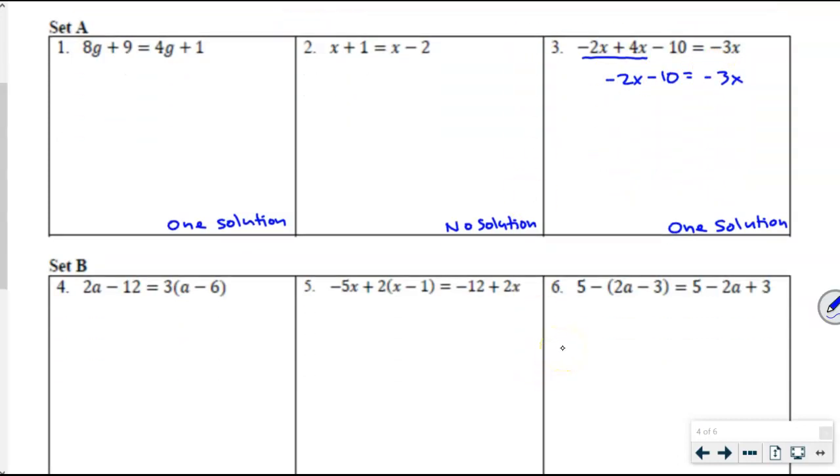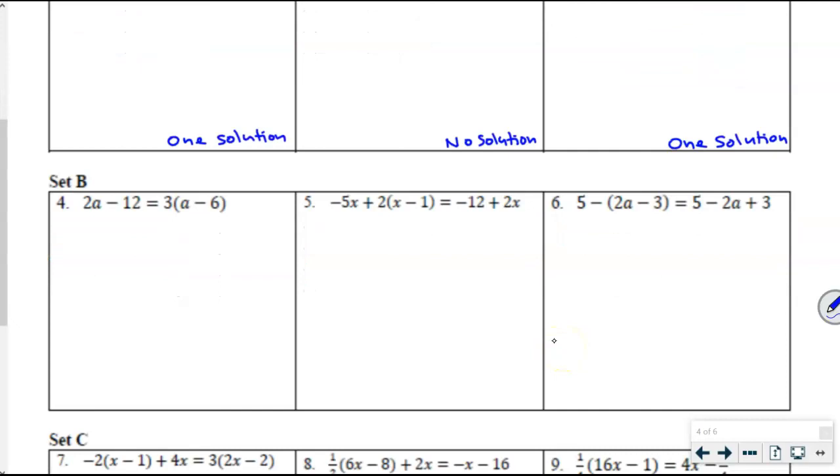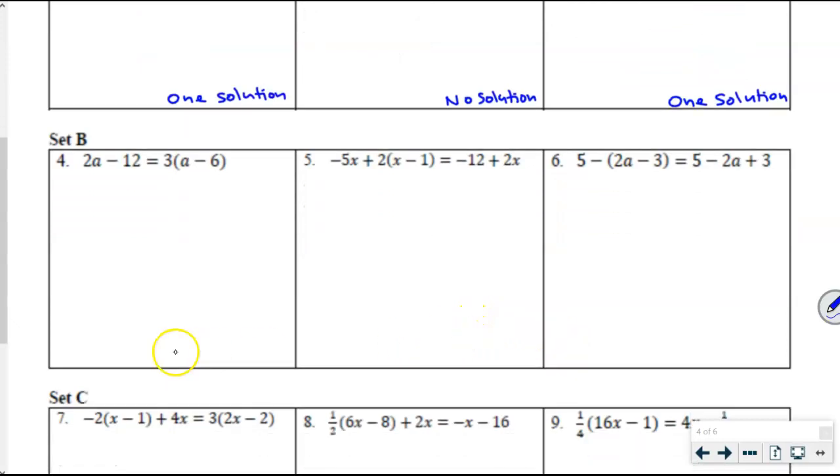And of course, you'll have to solve them. But I just want to focus on that first part. Looking at the structure, how can we tell if it's infinite, one, or none? Let's go on to number 4.